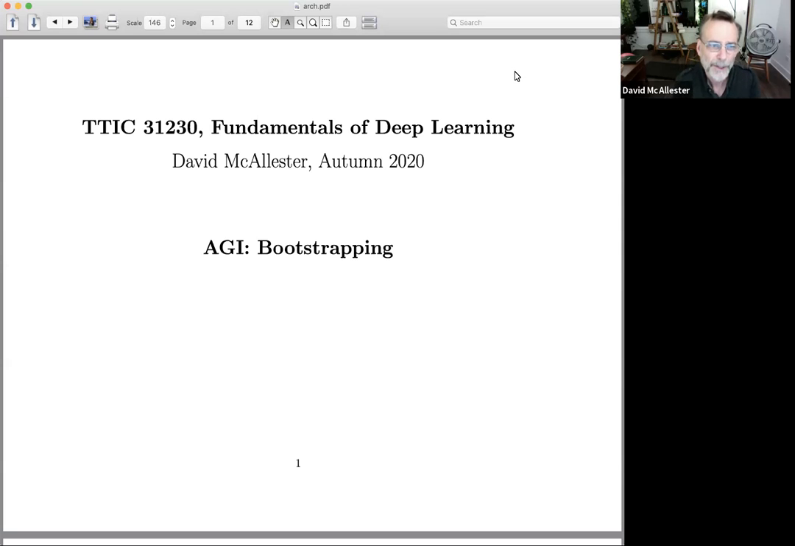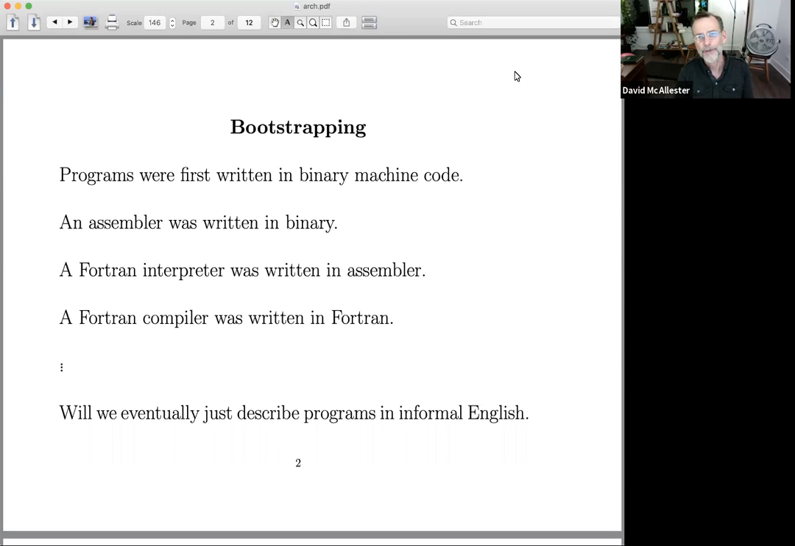Hi, this unit is going to be on bootstrapping. And I'm going to start with the history of the word bootstrapping. Where does the word bootstrapping come from? It refers to pulling yourself up by your bootstraps. So that's an old expression.